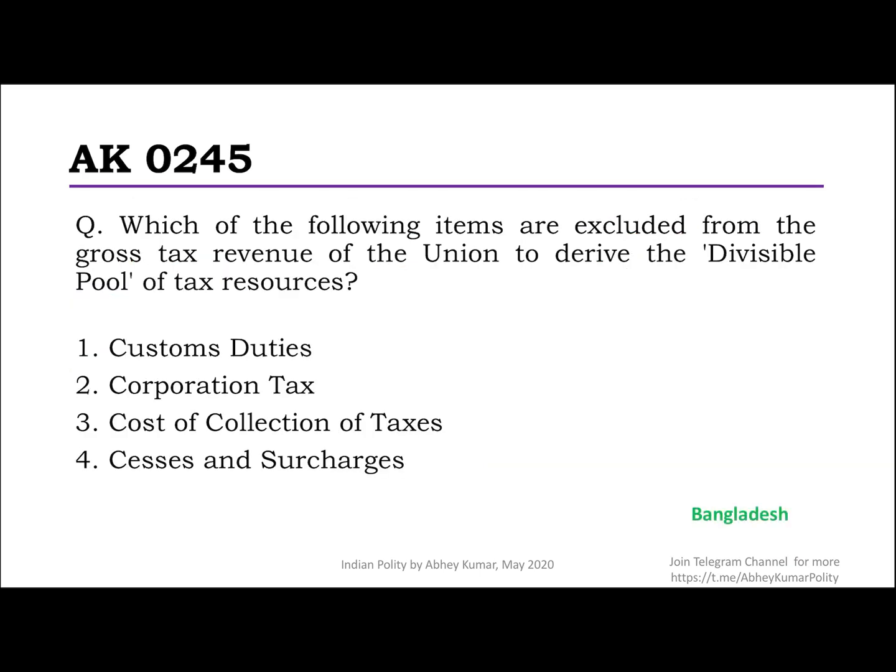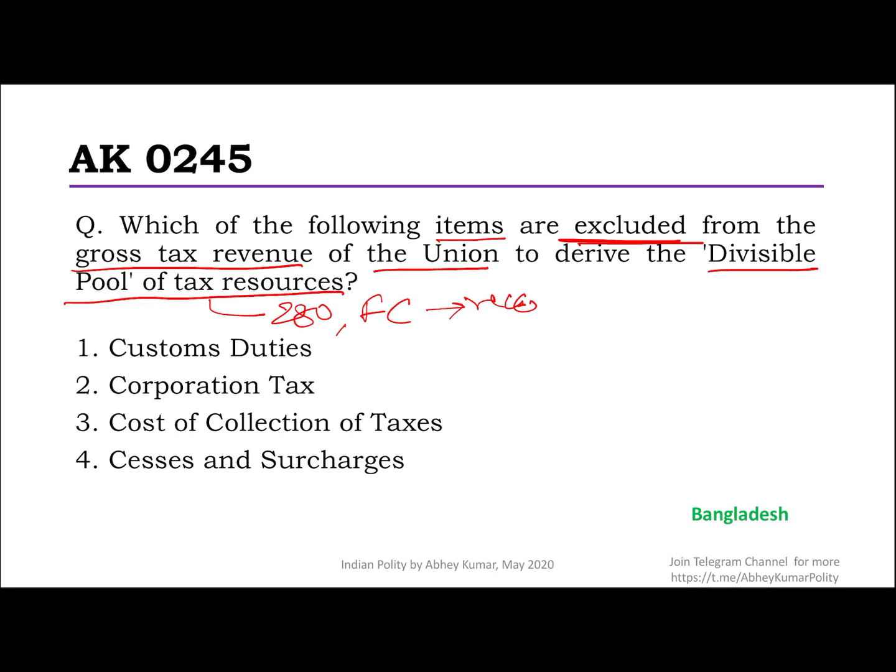So let's go to the next question, and that is, which of the following items are excluded from the gross tax revenue of the union to derive the divisible pool of tax resources? Okay, and this is the essential divisible pool through which under Article 280 the Finance Commission makes recommendations as to how much should be the share, which already for this financial year 2021, as I mentioned in the previous video, 41% of the union divisible pool of taxes has been recommended for sharing with the states. Anyway, so customs duties, this will not be excluded.